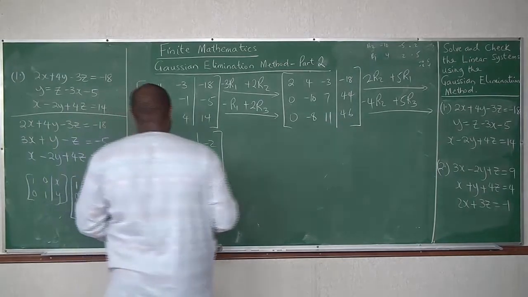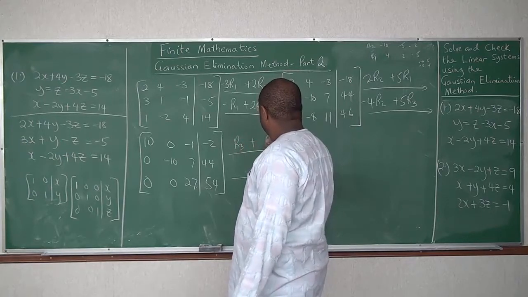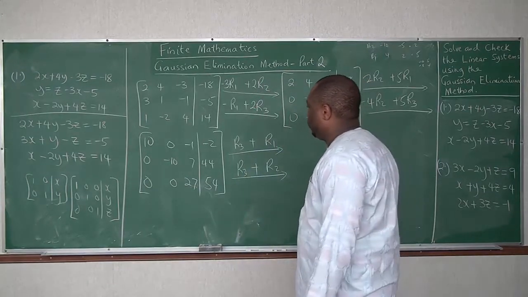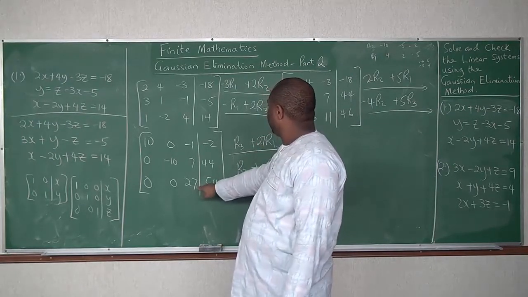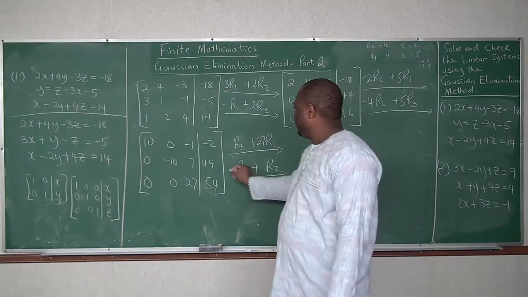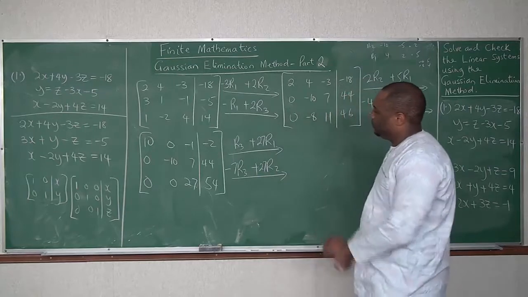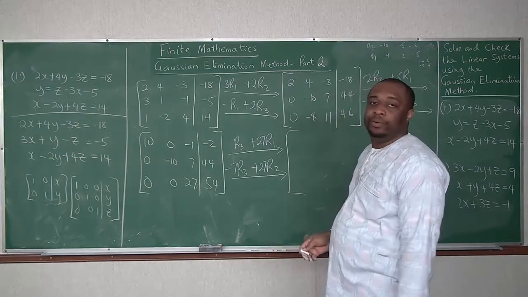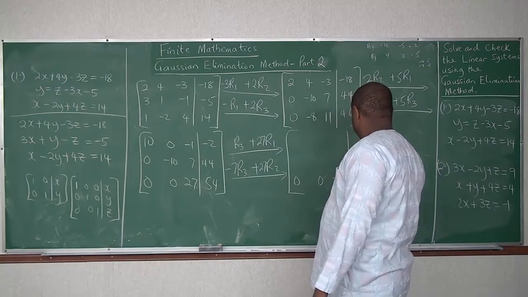Alright, so the next thing we do, we use row 3 to operate on row 1, and row 3 to operate on row 2. Row 3 to operate on row 1 will be what? Row 3 plus 27 row 1, because that's 27 minus 27, 0. Then row 3 to operate on row 2 will be negative 7 row 3 plus 27 row 2. Alright folks, what we got? What row remains unchanged? Row 3. We have 0, 0, 27, 54.